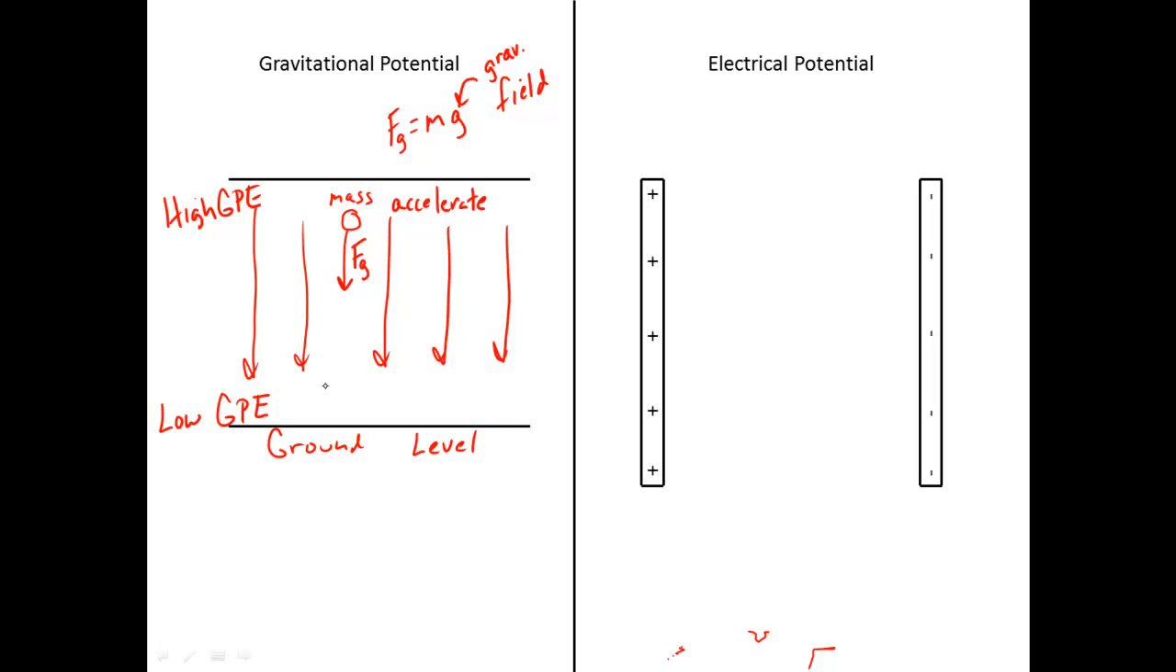Now let's compare the gravitational world to the electrical world, and how that relates to electrical potential. What I have here are two different plates: a plate that's positively charged and a plate that's negatively charged. I'm going to look at a positive test charge. If I take a positive test charge right here, it's going to experience a force in this direction. And likewise, just like in the gravitational world, there are electric field lines that point in the direction of the force on the positive test charge.